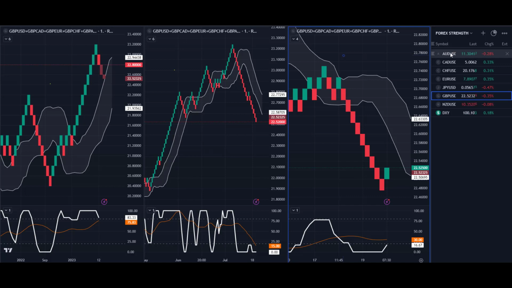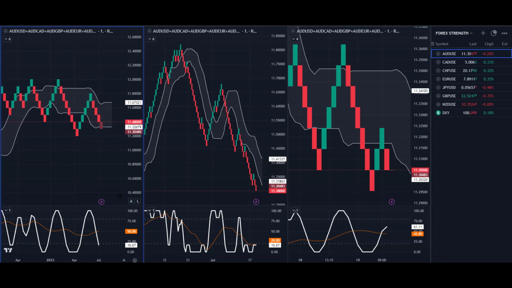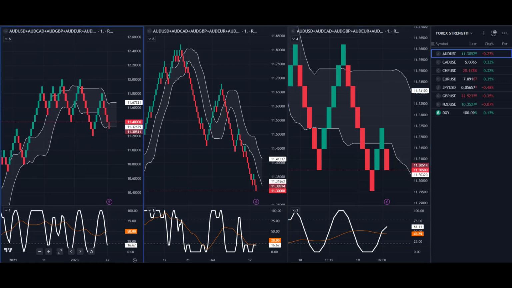So I'm going to start from the top. I'm going to look at Australia first, and we've got different indicators set up on here. We've got Bollinger Bands for breakout, we've got a stochastic for our timing and momentum, and we've got just the price action for the trend analysis as well.